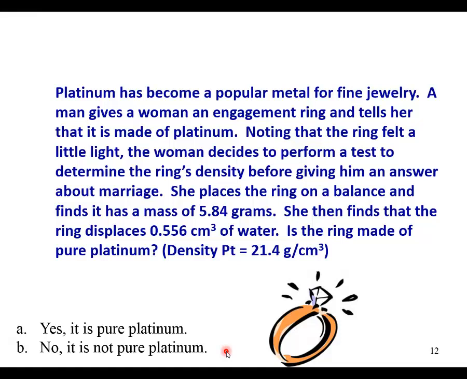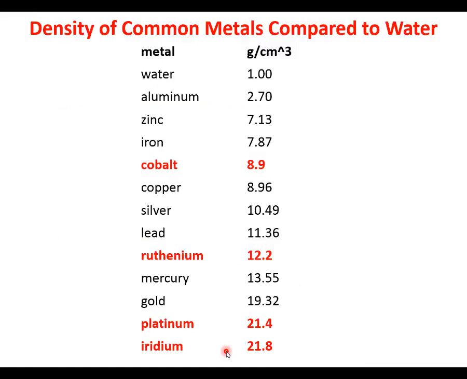So this ring could not be pure platinum based on the data we collected. We could compare densities of different substances, say on a chart, to see what substance we might have here. So I realize I have a density of about 10.5 grams per centimeter cubed. Well, that would be close to silver. So it's possible that this ring is mostly silver.